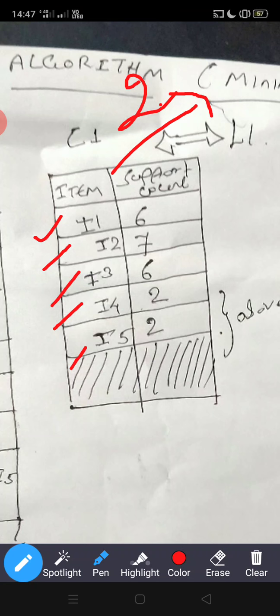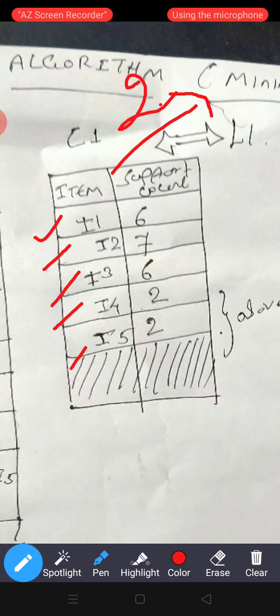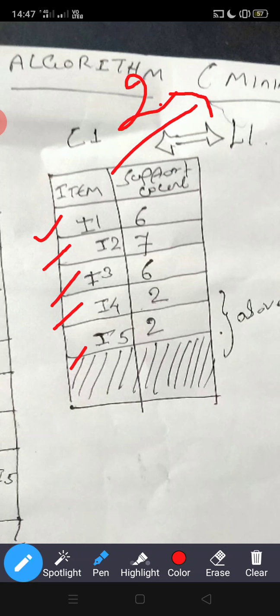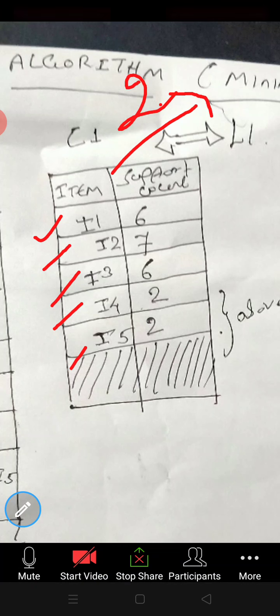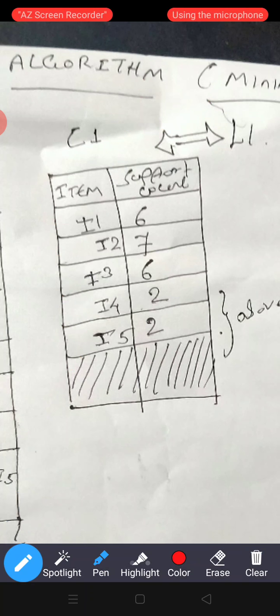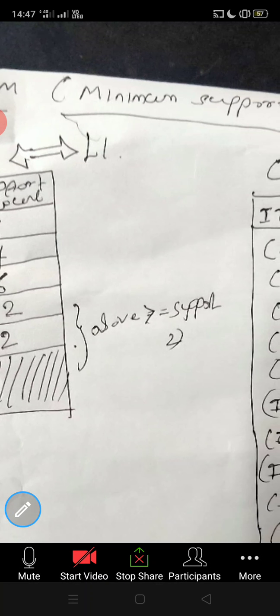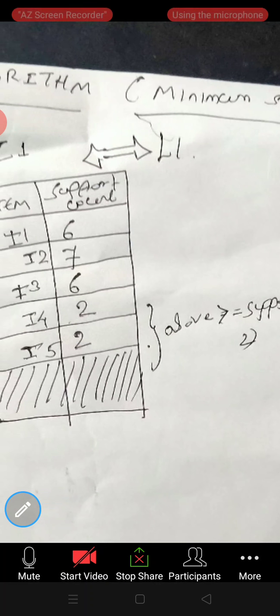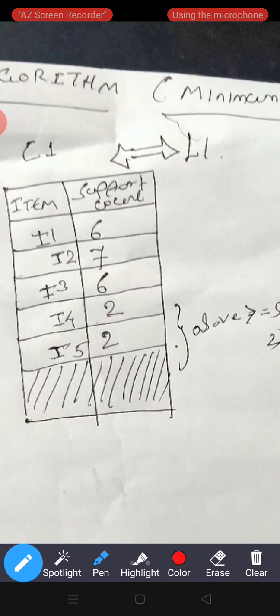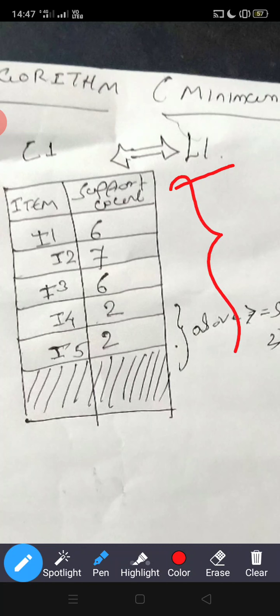If the support count is more than or equal to 2, then only you mention it. Anything with 1 or 0, neglect those. So here, luckily, we have all of these above 2. So the same thing you calculate as L1. L1 is the same set as C1.